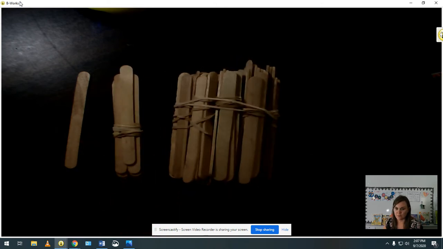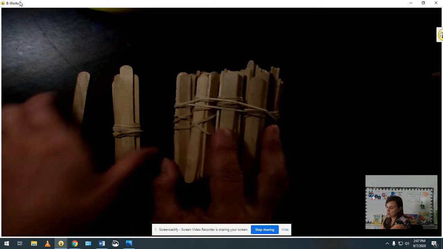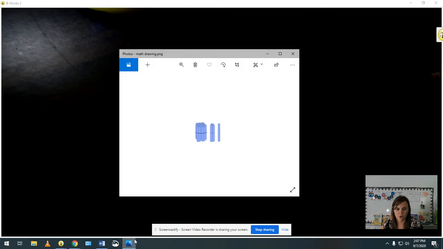So the drawings in the book will look like popsicle sticks. Ones will be one popsicle stick. Tens will be a small bundle of 10. And hundreds will be a large bundle of popsicle sticks of 100 or 10 tens. So I'll show you what that picture looks like in your book or your pages. So this would be ones, these would be tens, and these would be hundreds.